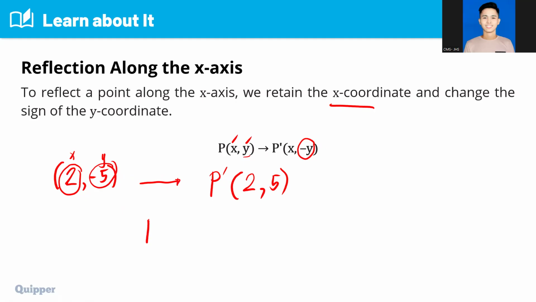Another example, if the given coordinate is, let's say, (0, 7), if we reflect (0, 7) along the x-axis, then the reflected ordered pair or reflected point will now become (0, negative 7). We simply copy the x-coordinate and then flip the sign of the second. Again, we are just doing this if the instruction is to reflect along the x-axis.